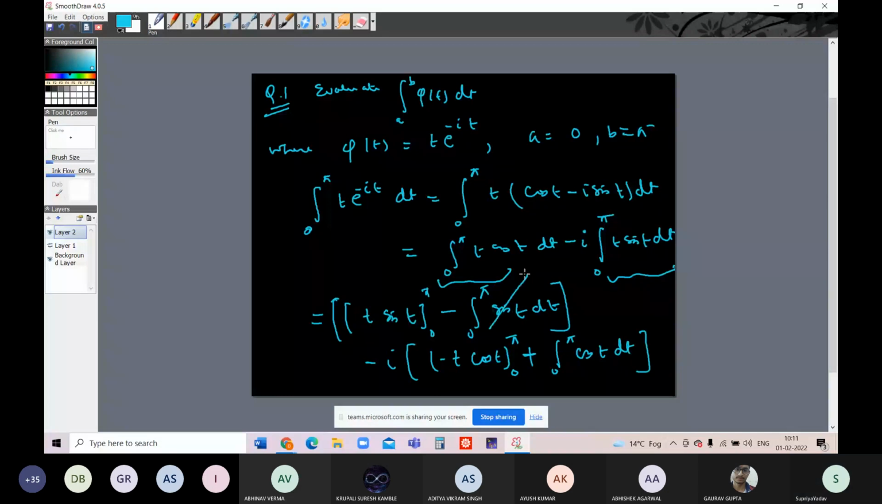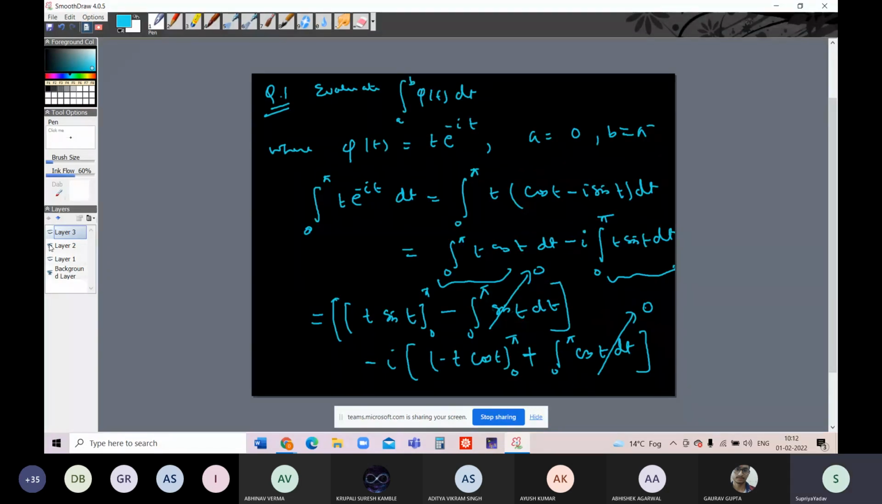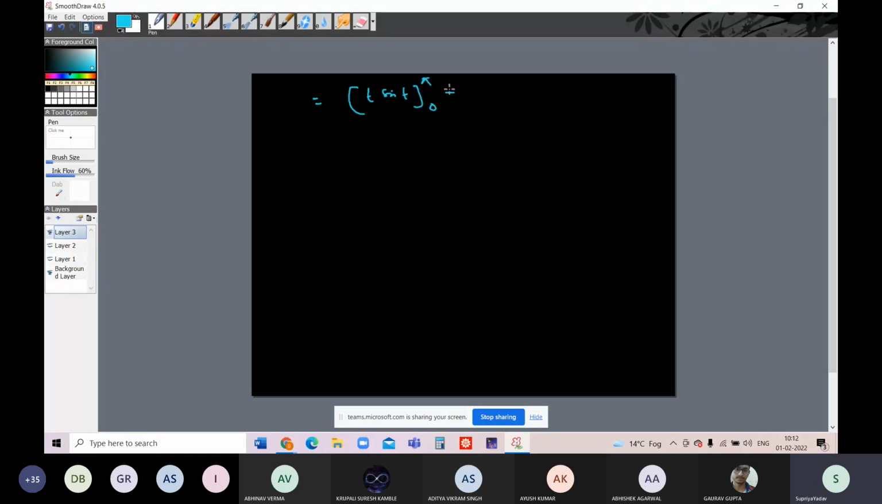These two terms will be 0. Then t sin t from 0 to pi, minus iota, plus it cos t, t cos t from 0 to pi. So sin pi is 0 and sin 0 is also 0.